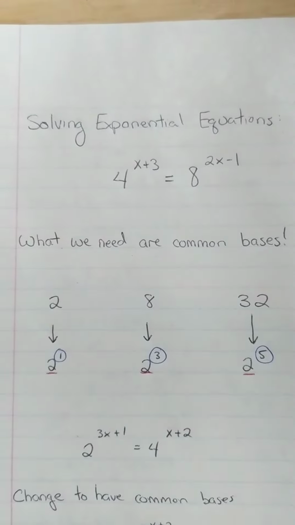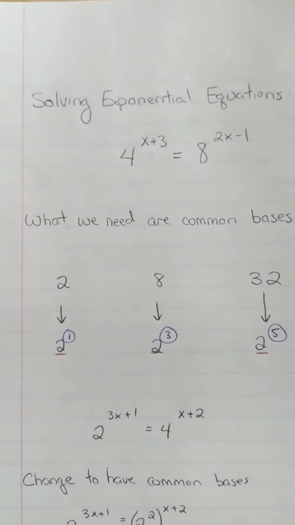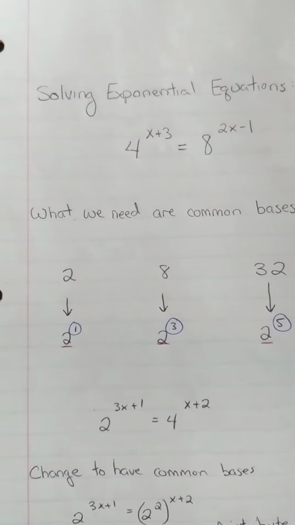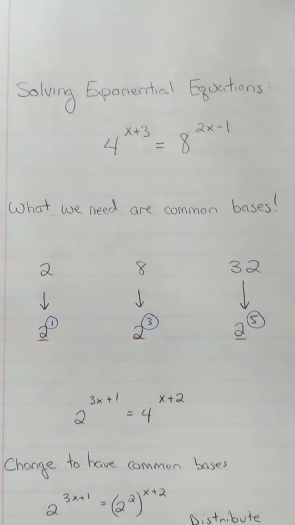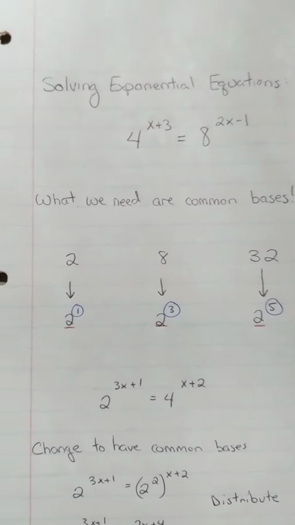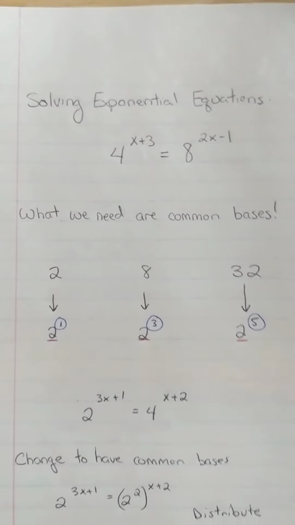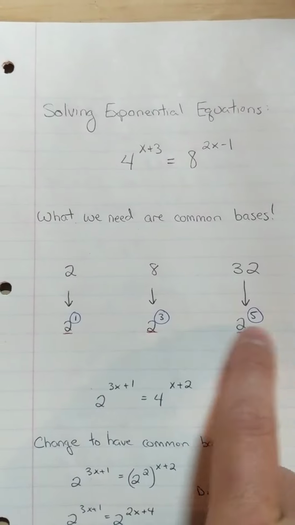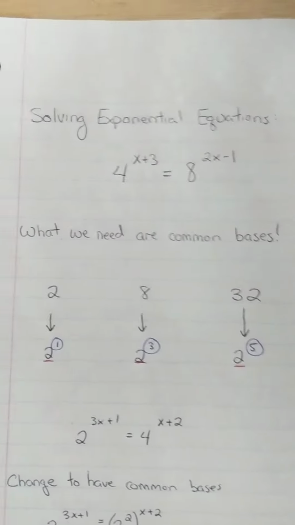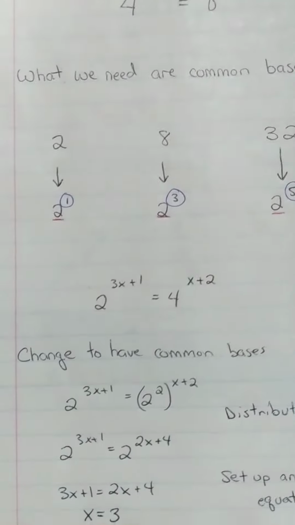So first let's talk about what is a common base. I gave you three numbers, 2, 8, and 32. Now each of these numbers can be rewritten to have the base of 2. 2 is 2 to the power of 1, 8 is 2 to the power of 3, and 32 is 2 to the power of 5. So now each of these three numbers have a common base of 2 with their own respective exponents. So let's use that skill to solve this equation.